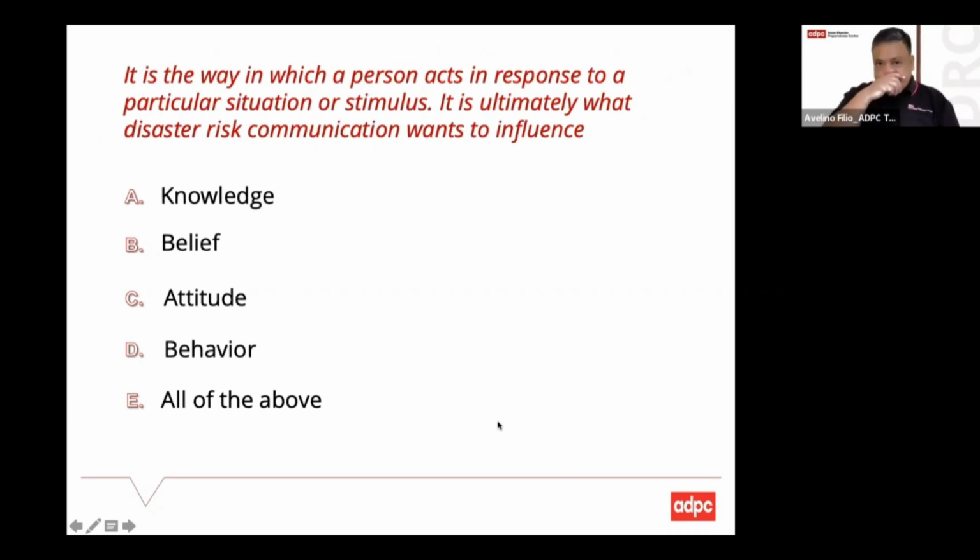And lastly, it is the way in which a person acts in response to a particular situation or stimulus. Take note, it is ultimately what disaster risk communication wants to influence or change. Knowledge, belief, attitude, behavior, or all of the above. This is tricky. I'll give you 5 seconds.